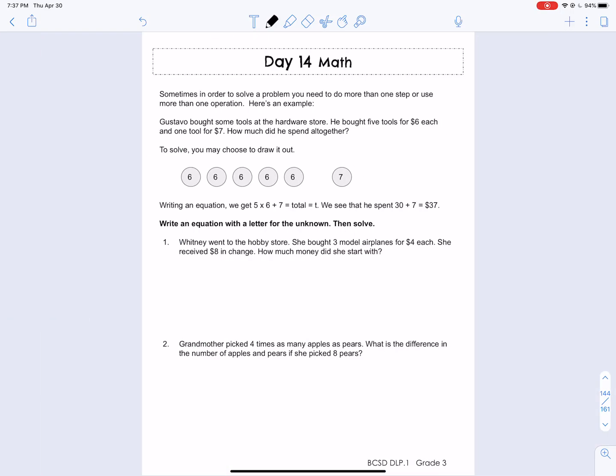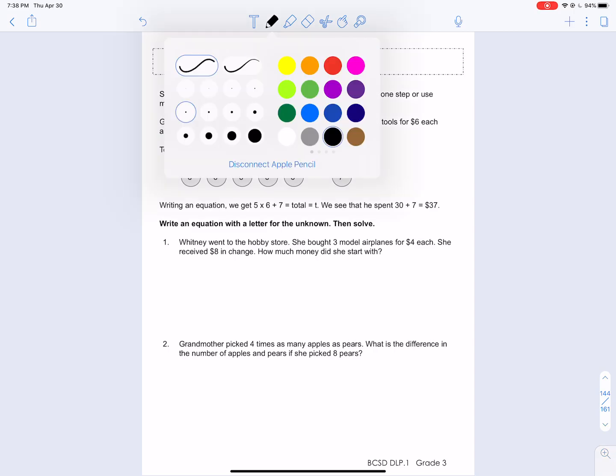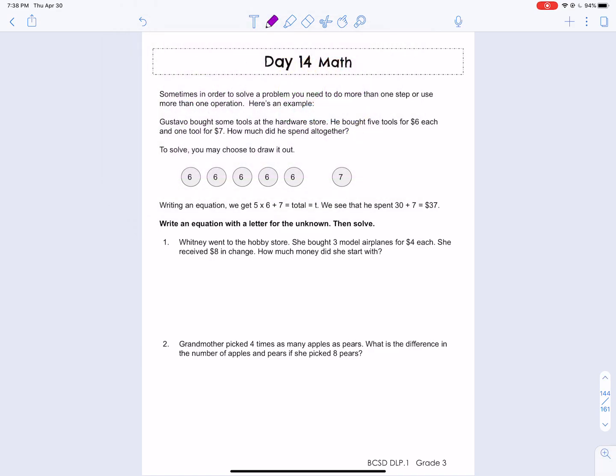But one thing I wanted to point out was this page for day 14. They're starting to get you to think about something we call unknowns in math. And unknowns are very, very, very important. Let's just read this little blurb right here.